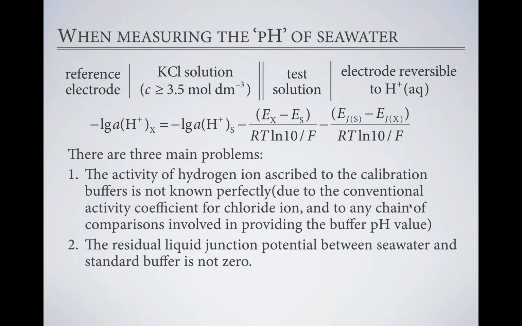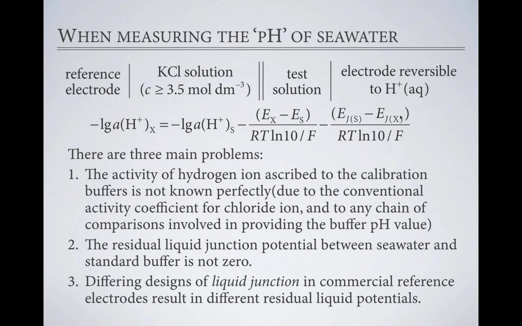The residual liquid junction potential, that is, this difference between the liquid junction when the solution here is seawater and when the solution here is your standard buffer, so this difference here is not zero. It's a number of millivolts. Worse yet, it's not a consistent number. If you have a different commercial reference electrode, you will almost certainly get a different residual liquid junction potential. Which means that if you measured the pH of seawater with 4 different electrodes really carefully, you should reasonably expect 4 different values for pH.